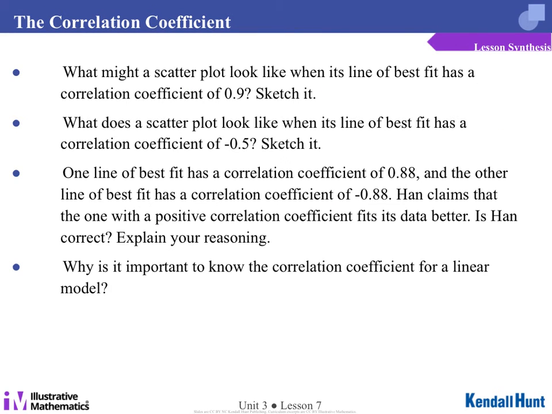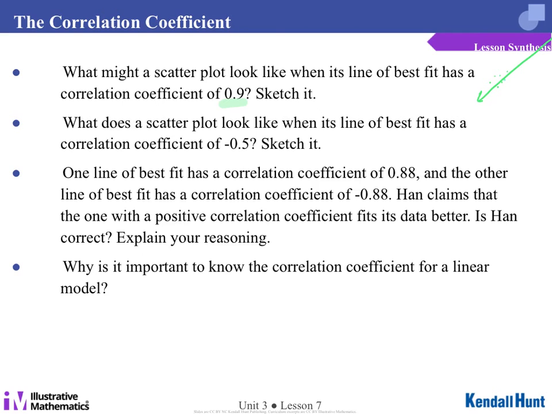Some questions to ponder here. What might a scatter plot look like when its line of best fit has a correlation coefficient of 0.9? Well, we can see that since it's positive, it's going to have a positive slope. It looks like points that follow a linear model very closely. And if we wanted to sketch it, it would look like this.